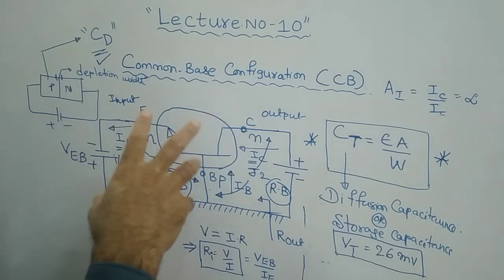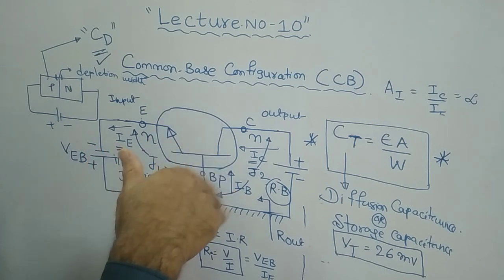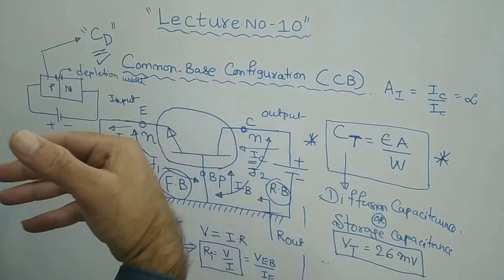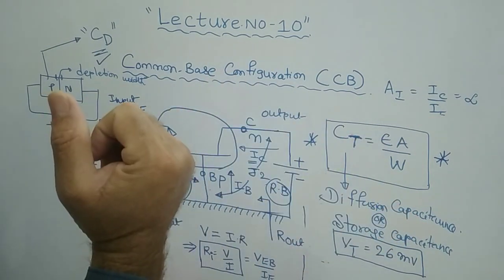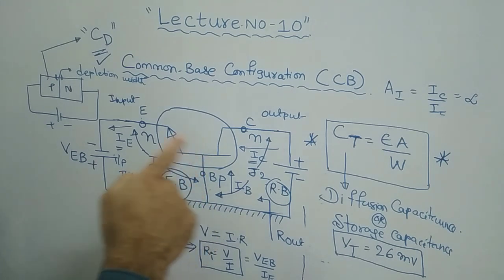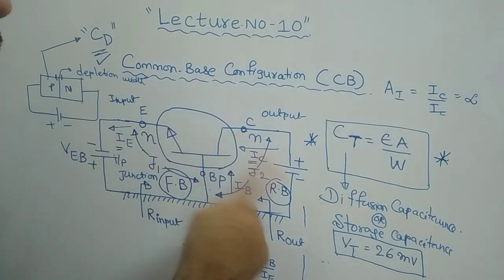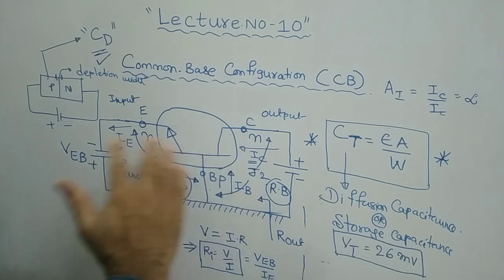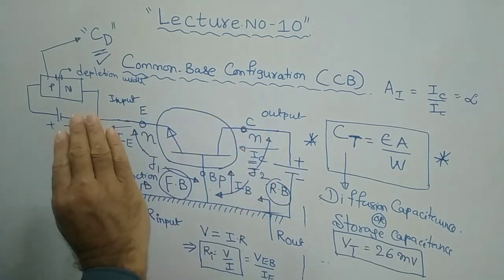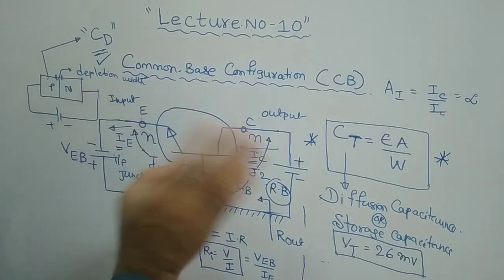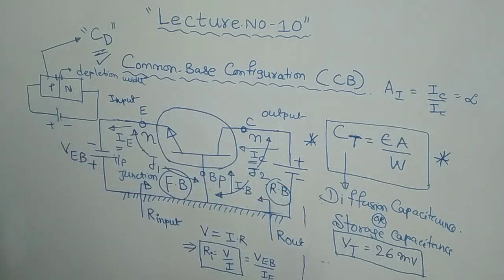Therefore we will go for the next configuration, that is the common emitter configuration. If you see in the common emitter configuration, the input impedance, the output impedance, the current gain and voltage gain, all four parameters you will get as moderate values actually. That I will explain to you in the next presentation.